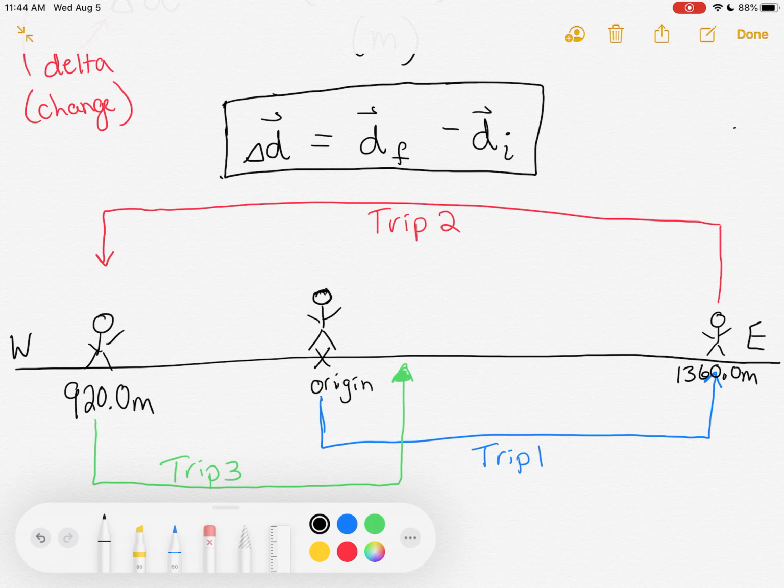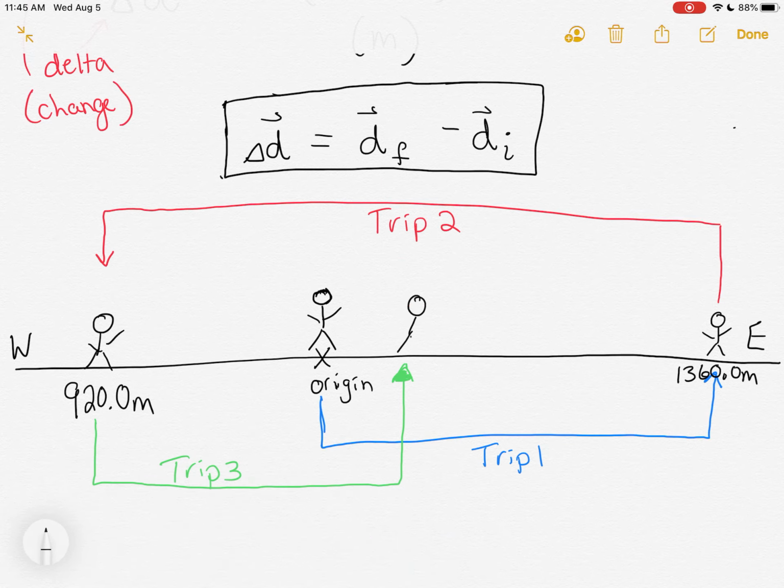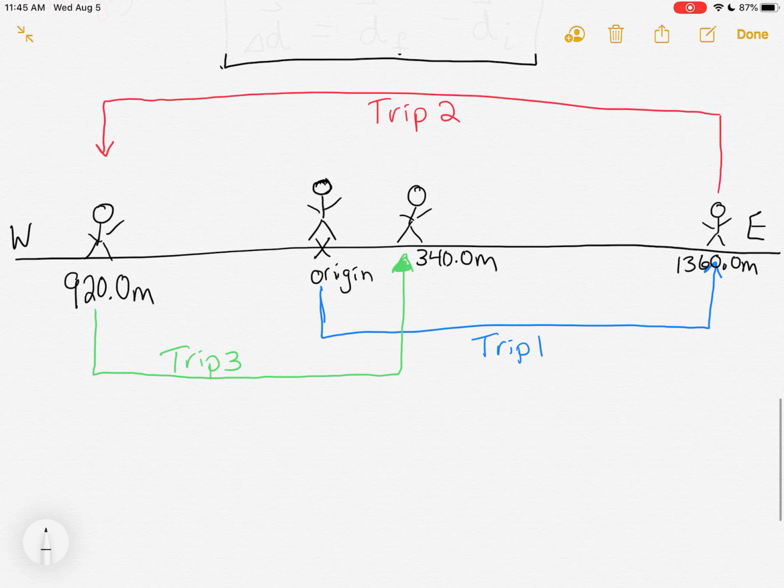And our person is gonna end up 340.0 meters just to the east of the origin. Okay, so those are our 3 trips. Again, they're not to scale, okay? But keep in mind, we're going on trip number 1, then trip number 2, then trip number 3. Okay, so with this diagram, we are gonna look at the displacement.